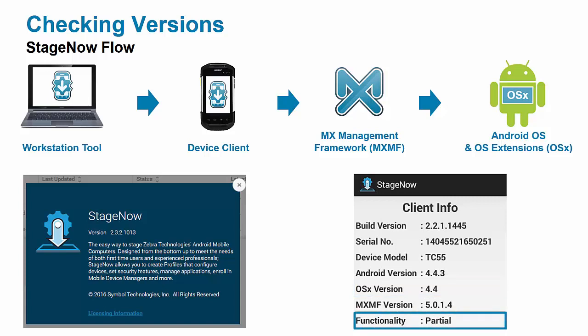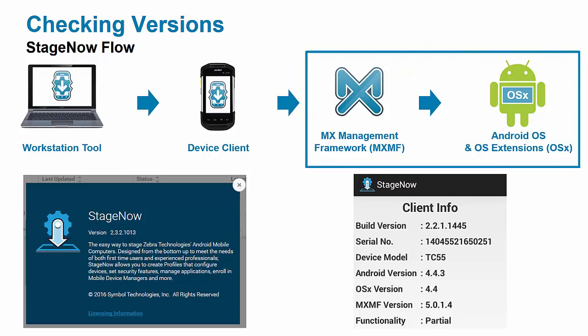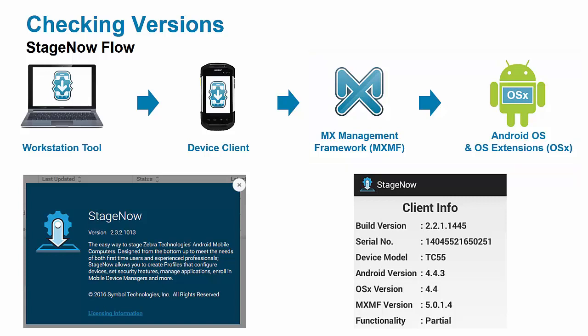What does this mean, and what is the difference between MXMF and OSX? In many cases, the instructions you want to execute can be executed fully by MX itself. For example, launch an application. But sometimes, for certain features, MXMF had to depend on the underlying OS. This is where OSX comes into play. Essentially, it's a part of the OS that grants MX access to advanced features. An example would be enabling the enhanced application signature verification.